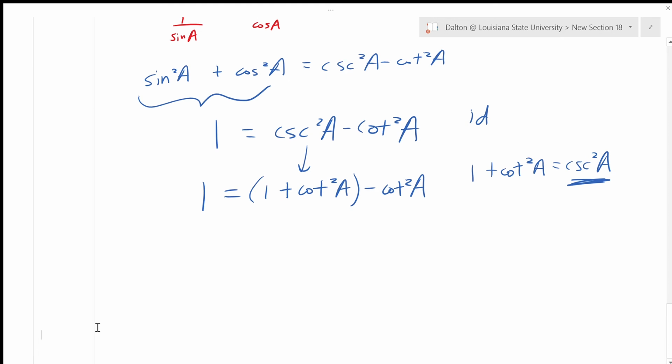Say again? Yeah. Cotangent squared A minus cotangent squared A is 0, and then I get 1 equals 1. Ta-da! So this is what not manipulating the identity looks like, and just plugging in straight for what is already solved for the equal sign. Okay, any questions on anything we've done so far?